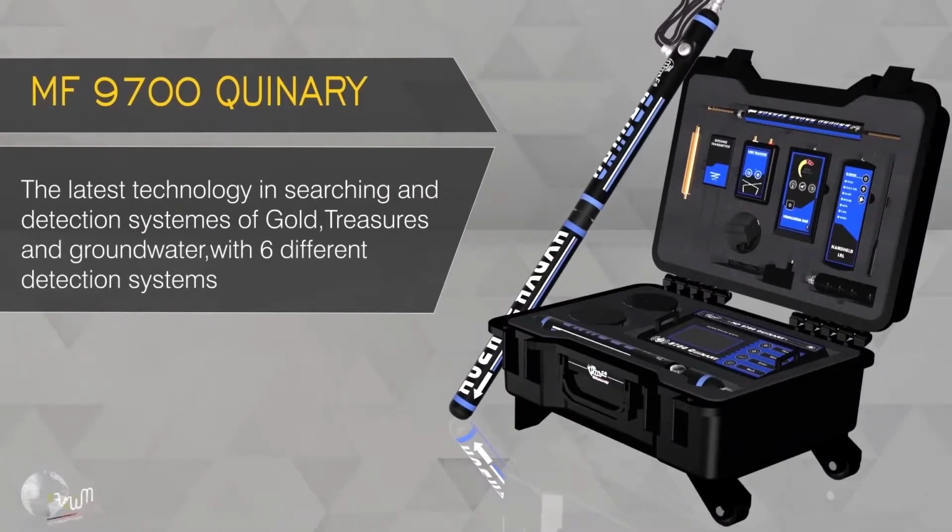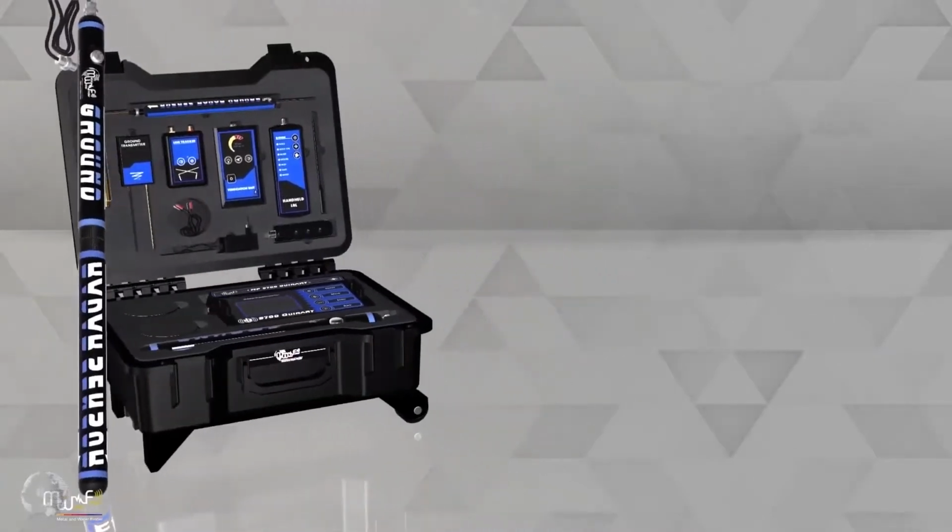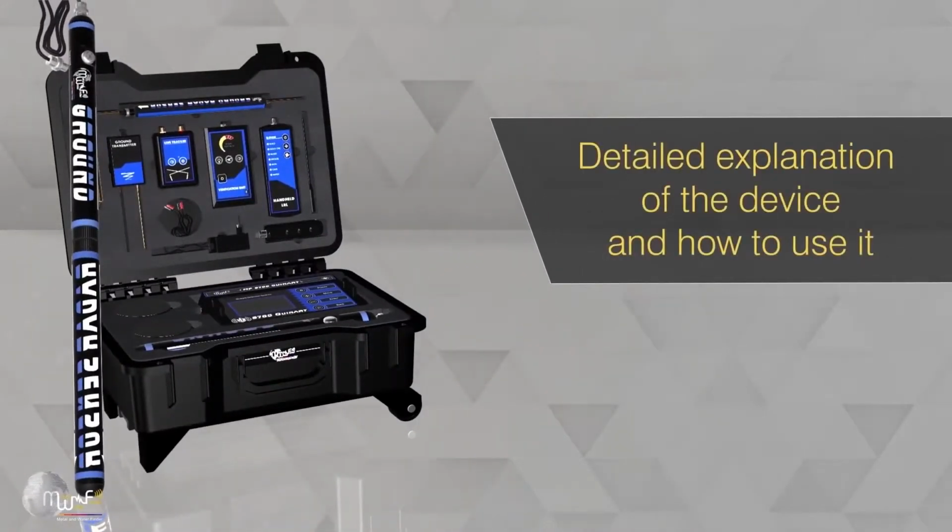MF-9700 QUINARY, the latest technology in searching and detection systems of gold, treasures, and groundwater with 6 different detection systems. We will provide you a detailed explanation of this device and how to use it.